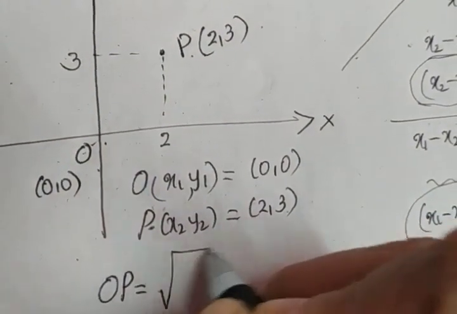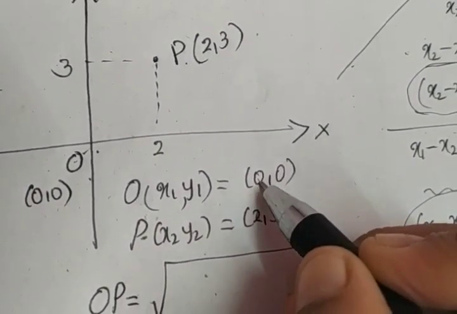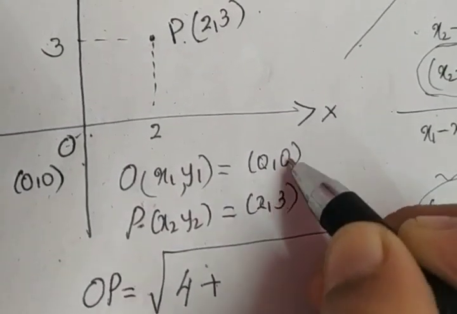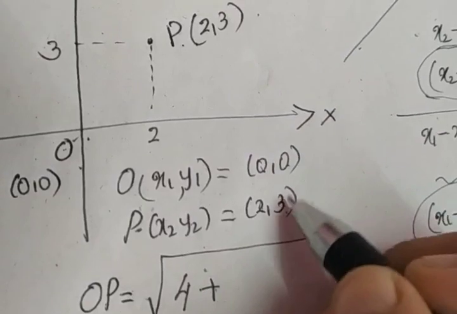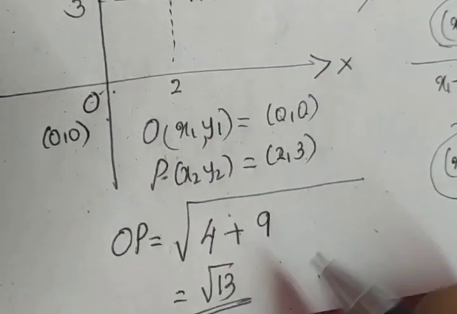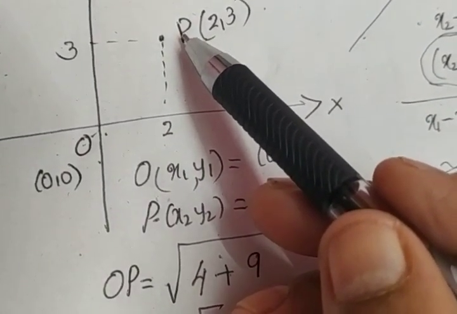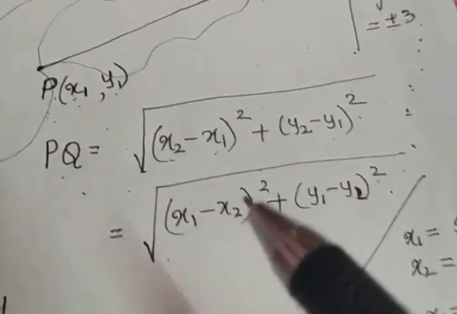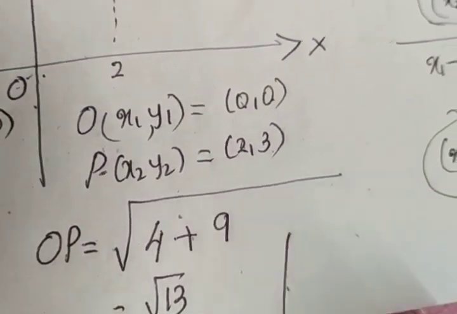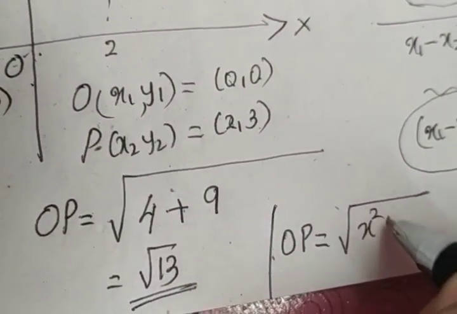Then can you say what we will do is square root of, take the difference of the x coordinate. 2 minus 0 is 2. Square will give you 4, plus 3 minus 0 is 3 itself. 3 square will give you 9. So you are getting the value as 13. Okay, so what is the conclusion? If you have to find the distance of a point from the origin, instead of applying the formula throughout, what we can do is, we can apply the formula as OP is equal to square root of x square plus y square.